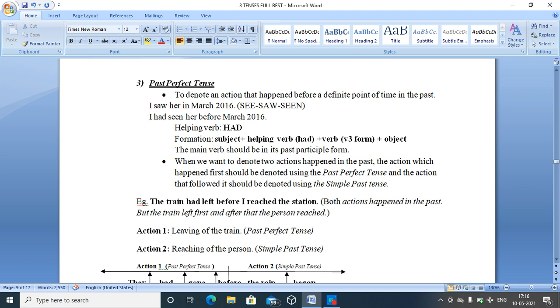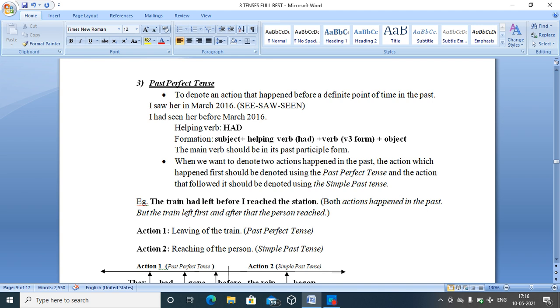Now we can have a look at the second main usage. It is a very helpful tense actually in daily life conversation. This is a tense that helps to communicate certain possible situations and events. Let us see. That is when we want to denote two actions that happened in the past.